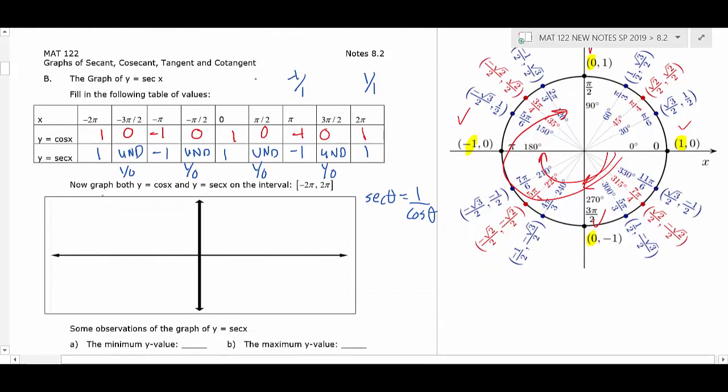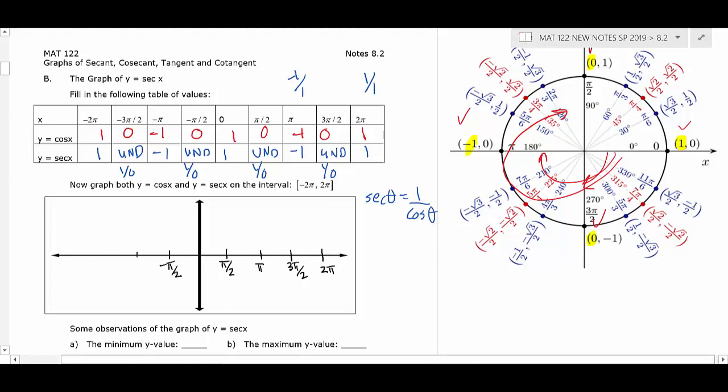So what we're going to do is the same thing. We're going to just create our graph. So let's get it set up. We've got pi over 2, pi, 3 pi over 2, and then to 2 pi. We're going to graph this through 2 periods.